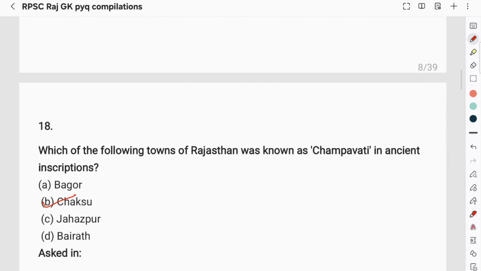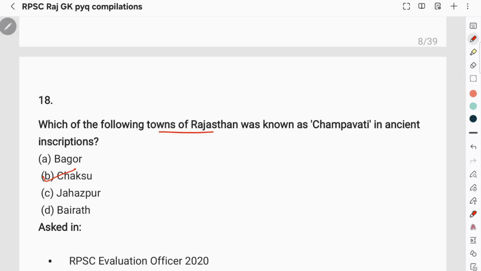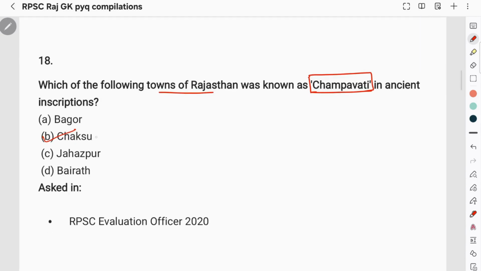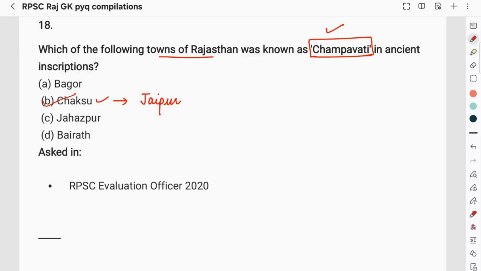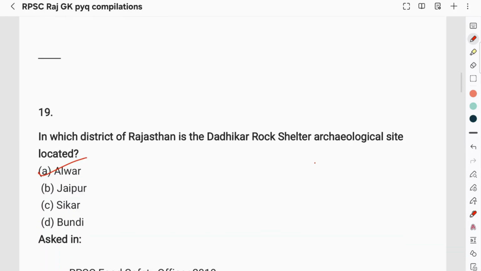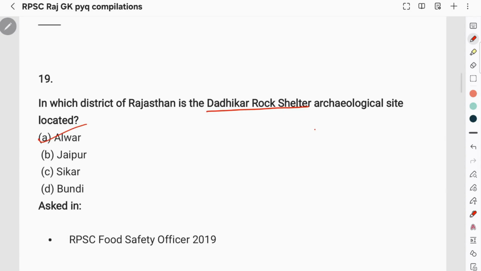Moving to the next question: which of the following towns in Rajasthan was known as Champavati in the ancient inscriptions? The answer is Chaksu, which is currently in Jaipur district, and in different inscriptions the name Champavati refers to Chaksu. We'll discuss it more in the next videos, and we'll make a detailed analysis of the question too. Moving to the next question: in which district of Rajasthan is the Dadikar rock shelter archaeological site located? The answer is Alwar, and it is the most important evidence of rock paintings in Rajasthan.